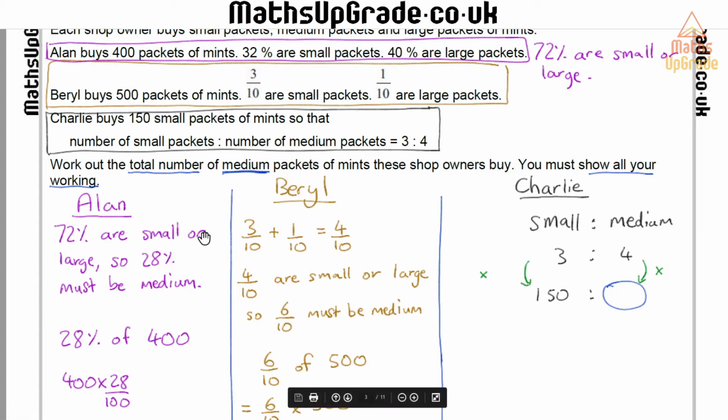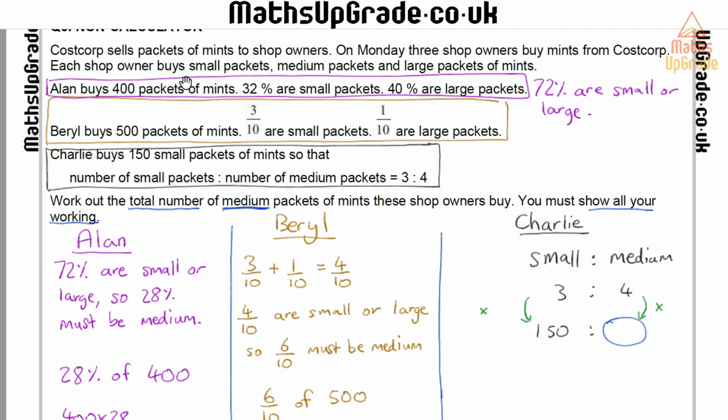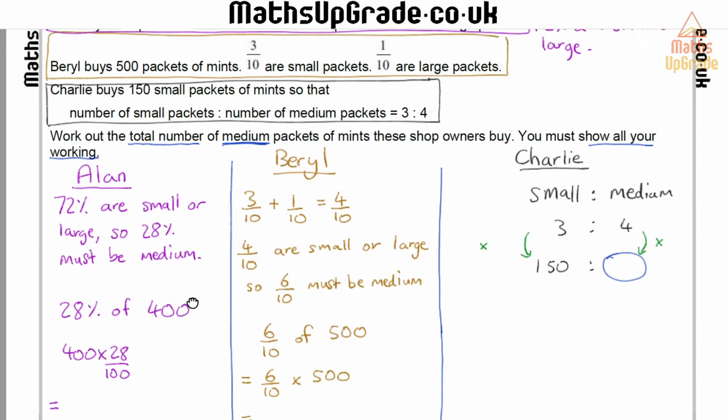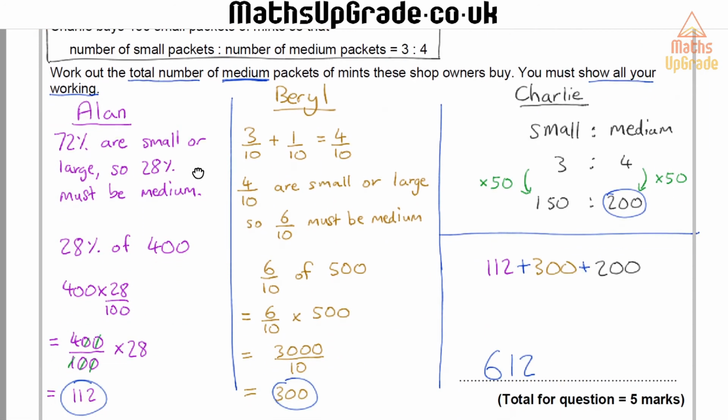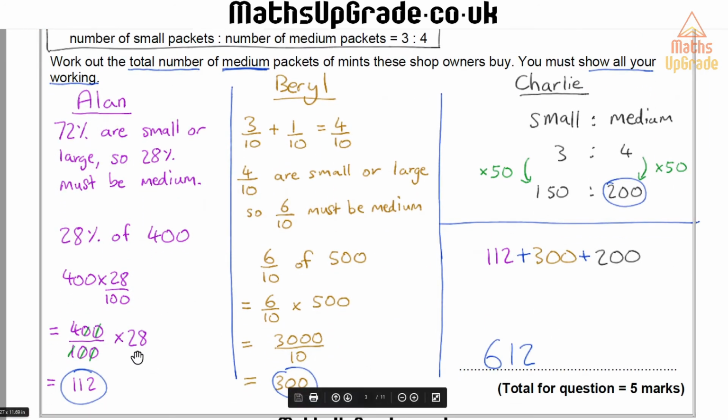So let's work out how many are medium for Alan. Since 72% are small or large, 28% must be medium, because that's what's left over from 100%. So I need to find 28% of his 400 packs of mints. So 400 times 28 divided by 100 is what I need to do. That is the same as 4 times 28, since a factor of 100 can be cancelled at the top of this fraction and at the bottom. So that's 112. You can do that using the column method if you prefer.